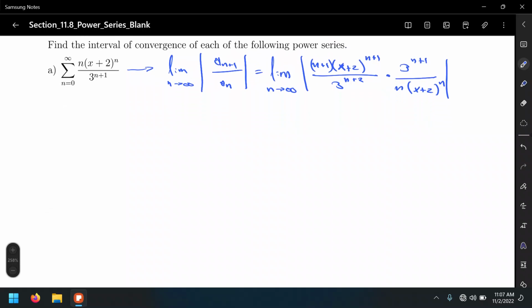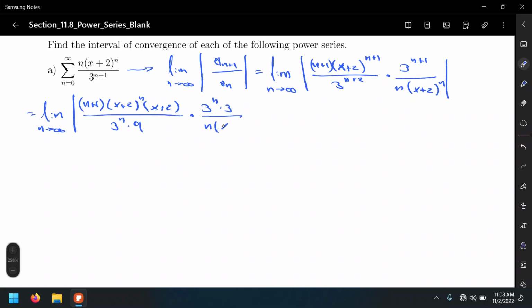Number one, the limit as n approaches infinity of the absolute value of n plus 1. This (x plus 2) to the n plus 1, I'm going to write as (x plus 2) to the n times (x plus 2) to the first power. The denominator 3 to the n plus 2, I'm going to write as 3 to the n times 3 to the second power, which ultimately is the number 9. For the other factor, that's simply 3 to the n plus 1, which is 3 to the n times 3, and n times (x plus 2) to the n power.